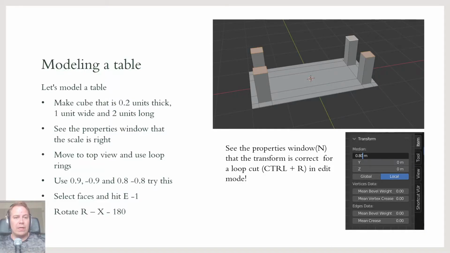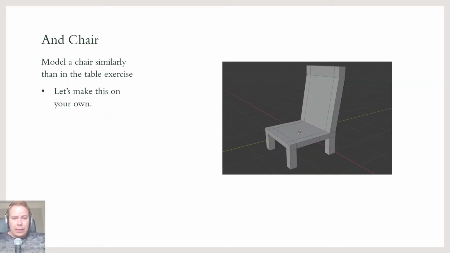All right, we have now modeled a basic table. And now it's your time to create your own chair as you want it, using the loop cut and slide mirror modifier. If you are already experienced user and want to dig deeper, or this kind of subdivision thing.